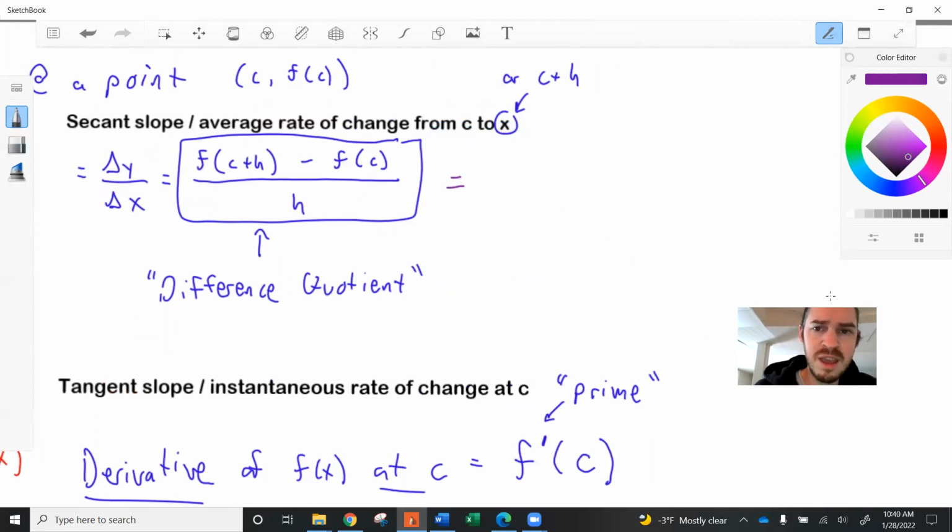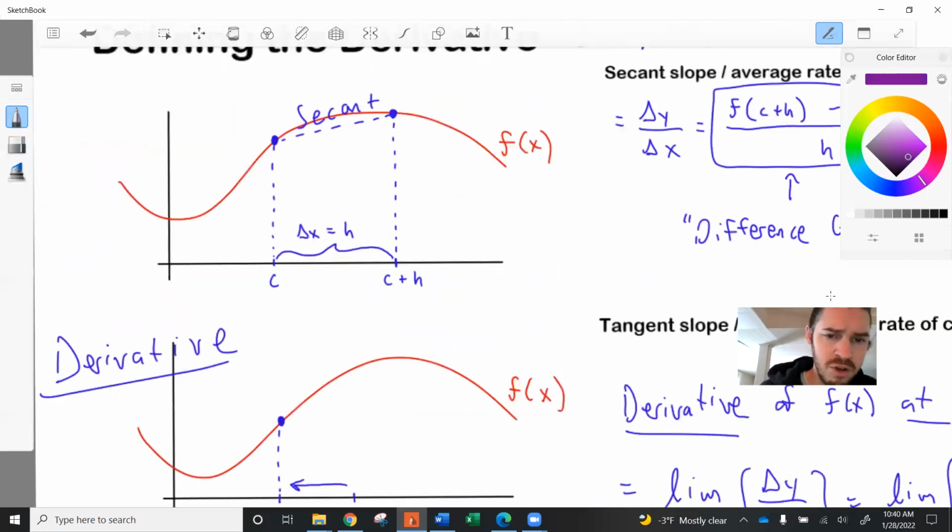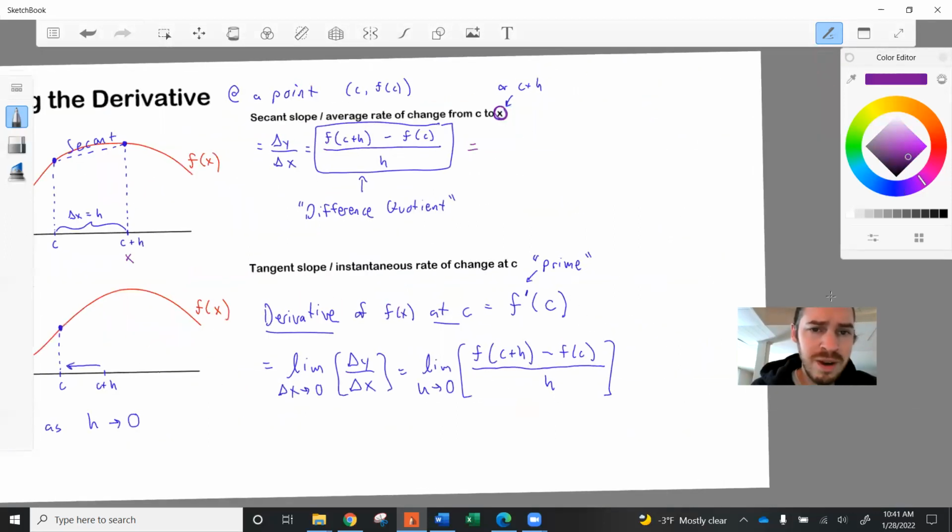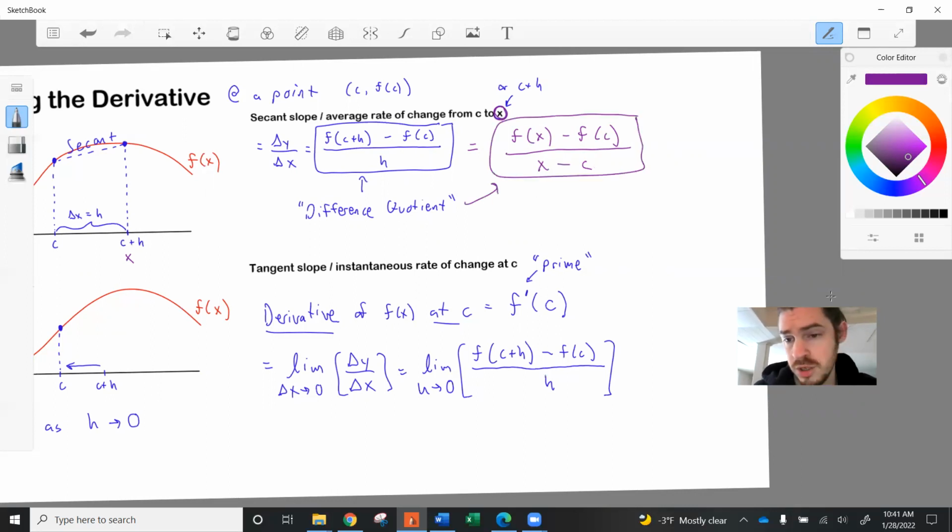Instead of calling this c plus h, we could be calling it x, right? It's from c to x. And so this here could be called x instead. And then we could write this in terms of the c and the x. So this could be f of x minus f of c. And then in the denominator, instead of using h, it's going to be the change in x, which is the x minus the c. So this is an alternate form. It's still called the difference quotient, just an alternate form of the difference quotient.